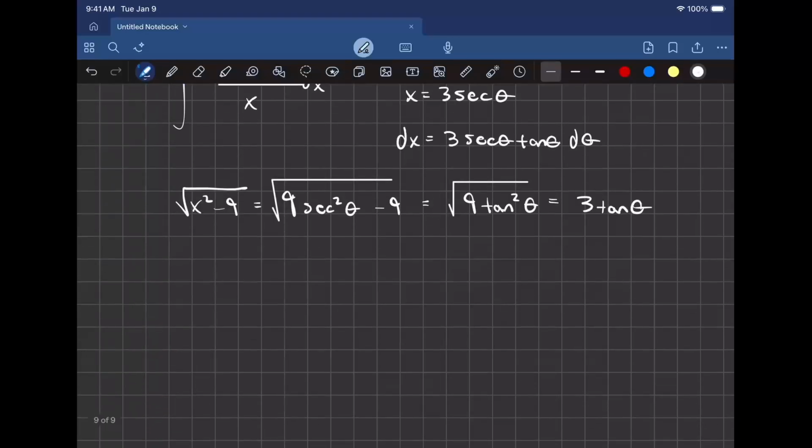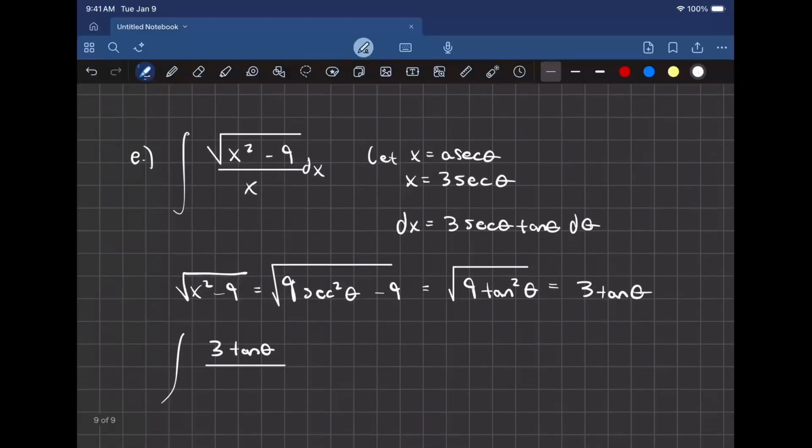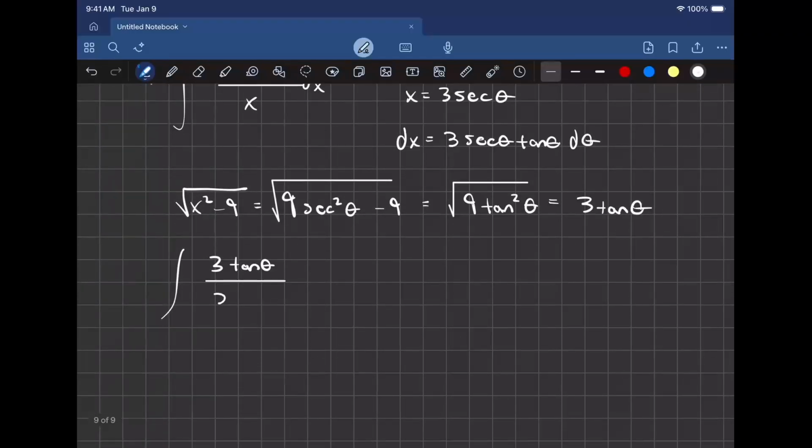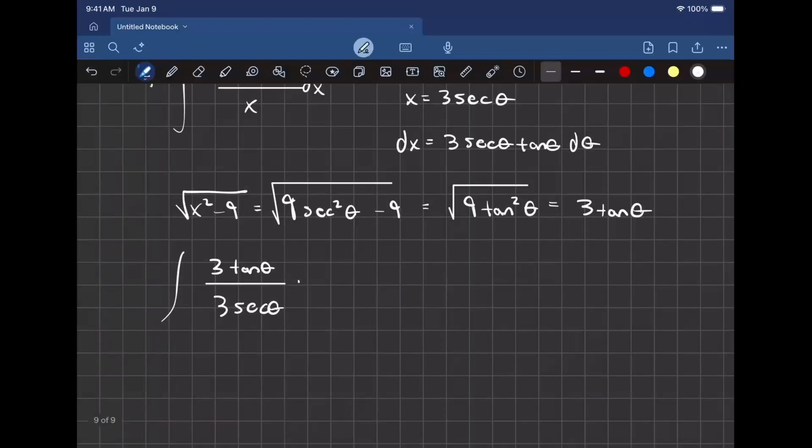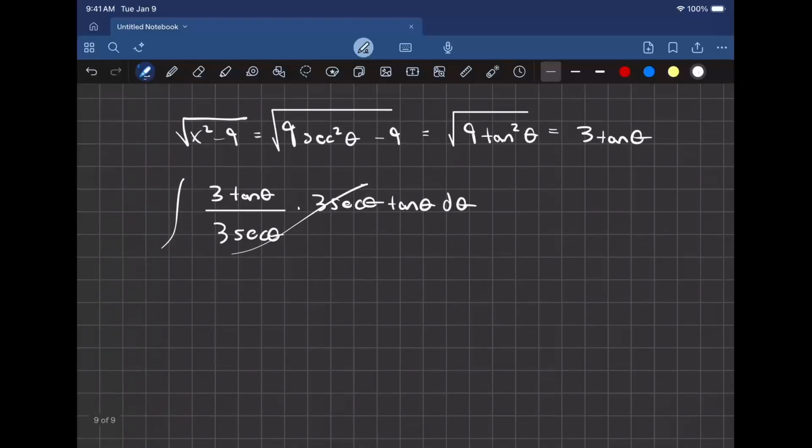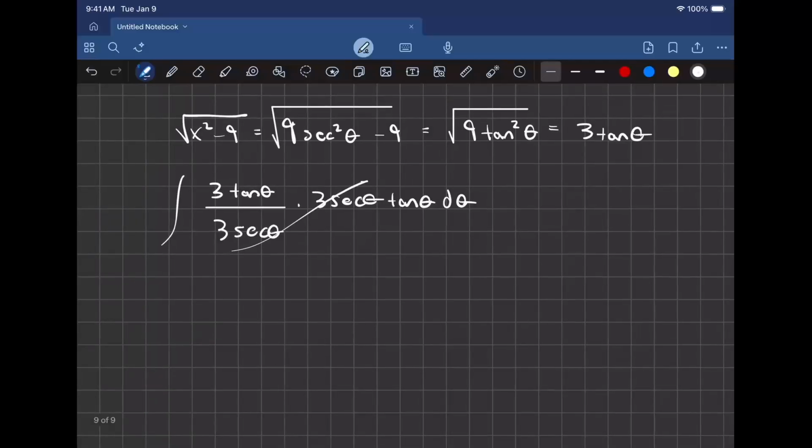All right, so now our integral, our numerator becomes 3 tan theta. Our denominator is just x, which we let be 3 secant theta. So over 3 secant theta times our dx, which is 3 secant theta tangent theta d theta. Look at this. This is super nice. We can get rid of these. So we have a tangent and a tangent. So we have 3 tan squared theta d theta.